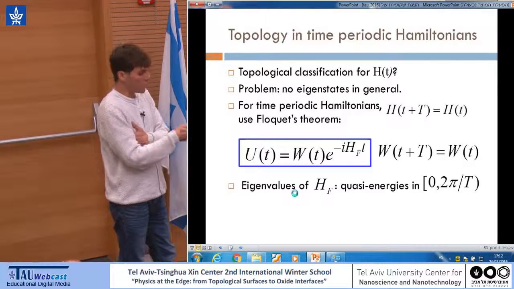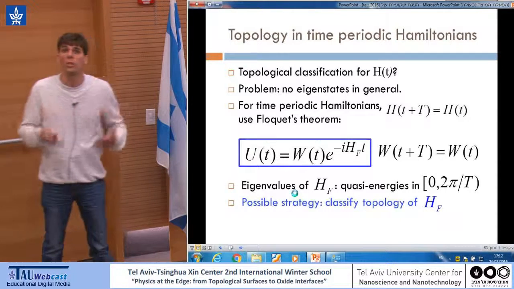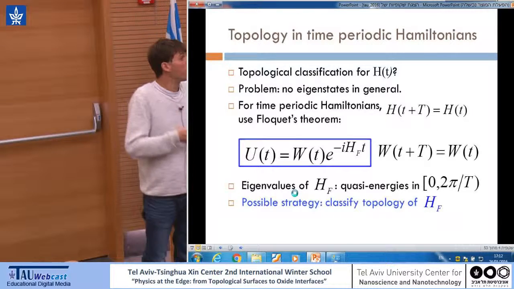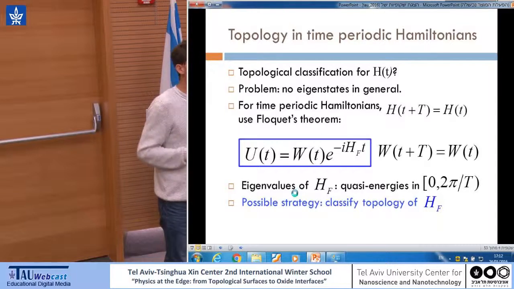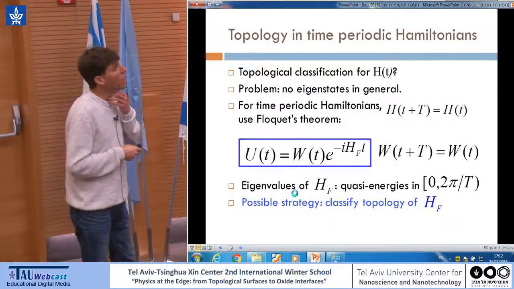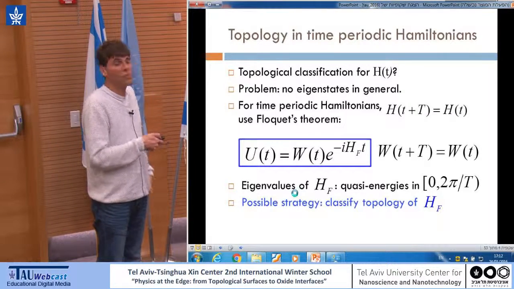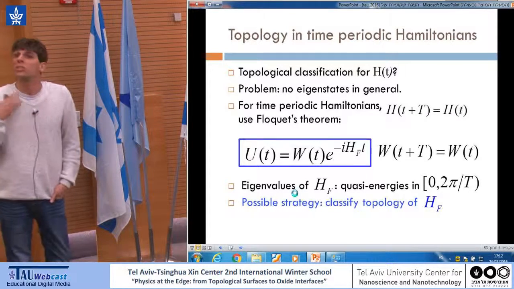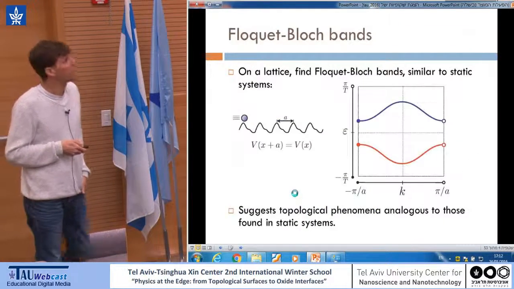And once we have this decomposition, we can think about a possible strategy for doing a topological classification, and that is we could classify the topology of HF, because HF is kind of a Hamiltonian. So it would depend on momenta, and we could study its edge states, etc. But I'm going to show you that actually this is not a full classification. Just studying the properties of HF is not sufficient. Time-dependent systems can show a much richer behavior than time-independent systems.